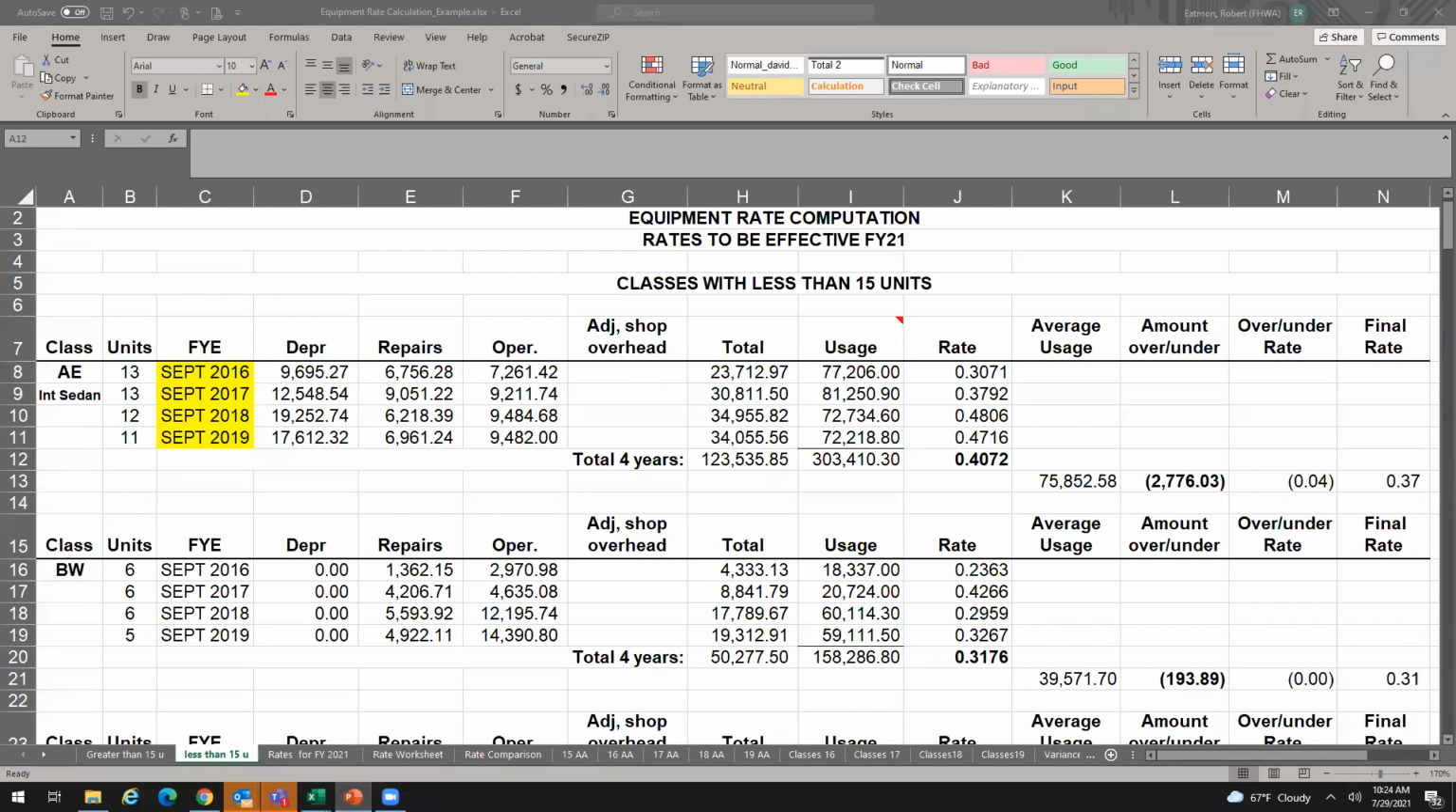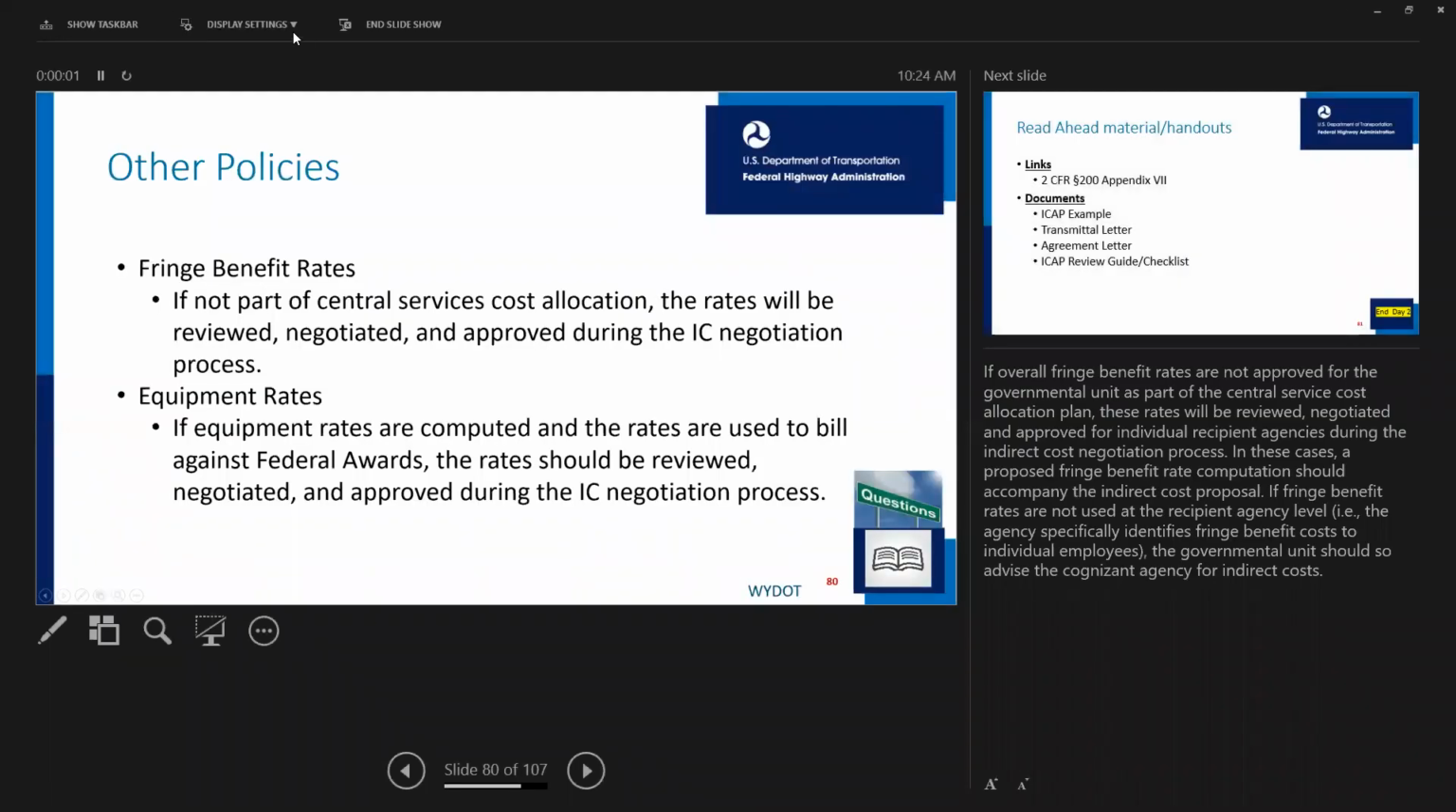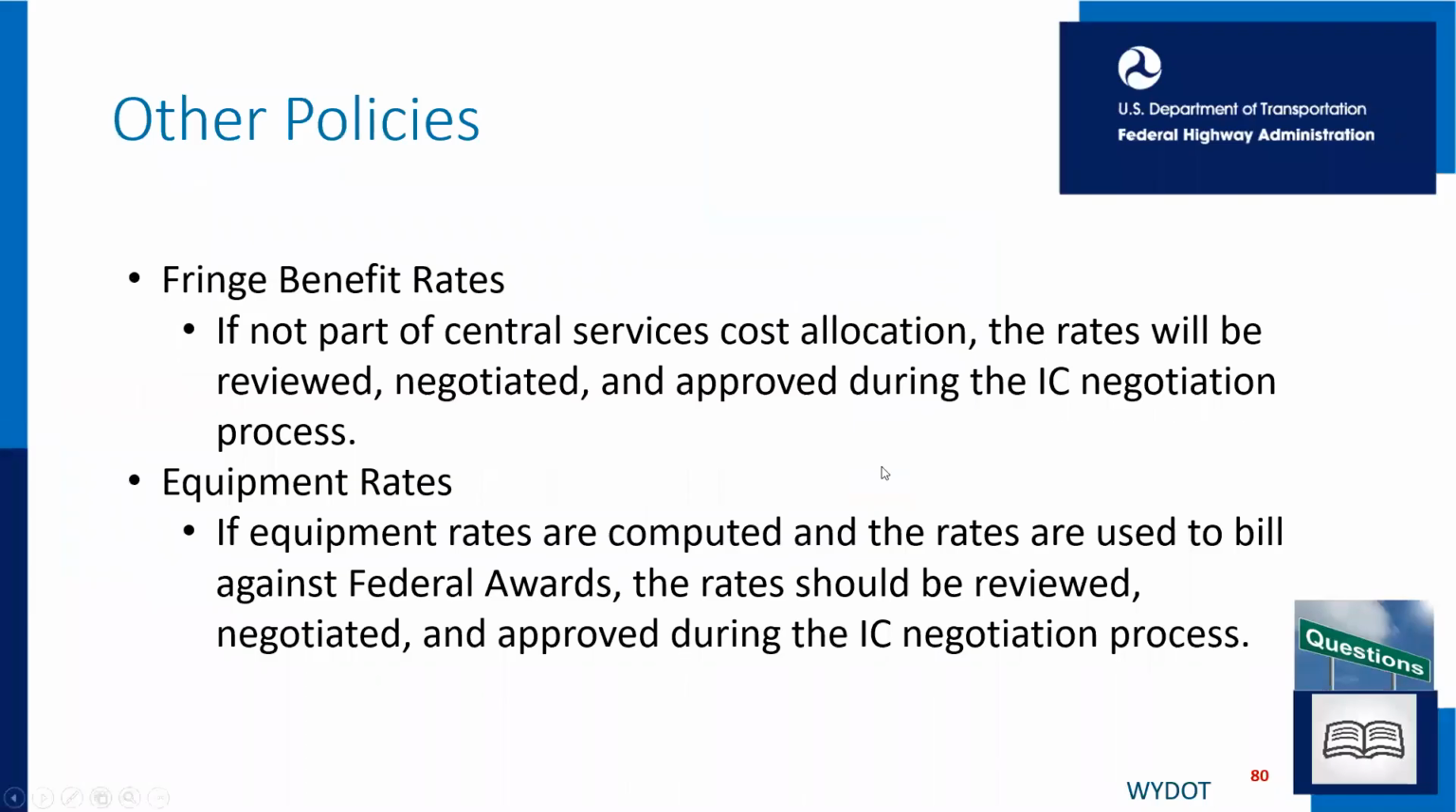So let me just go back here. Go back to the slides. Any questions on equipment rates or fringe benefit rates?